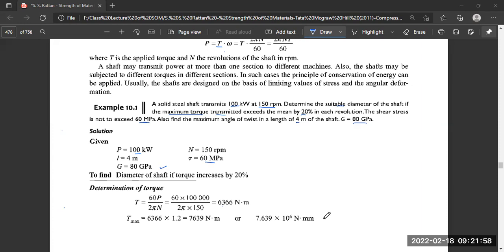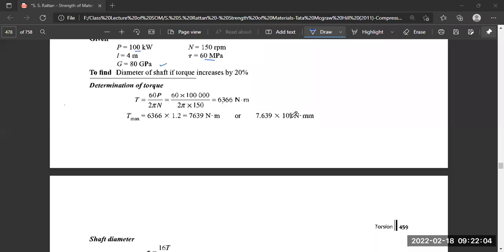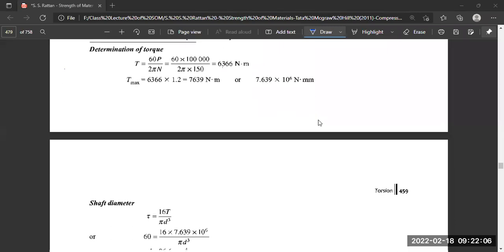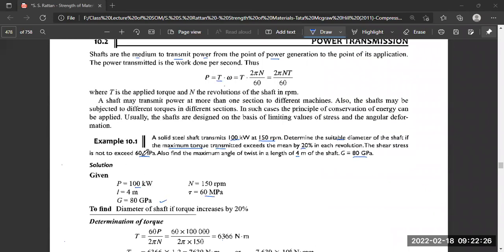And we are converting to millimeter, so I am multiplying it by 10 to the power 3, giving 7.639 × 10^6 Newton millimeter. Okay. Next, I am going to the shaft diameter. We know from this equation, tau = 16T divided by pi d cube, the relation between the shear stress and the applied twisting moment and the diameter of the shaft. Here, the maximum allowable shear stress is given as 60 MPa.